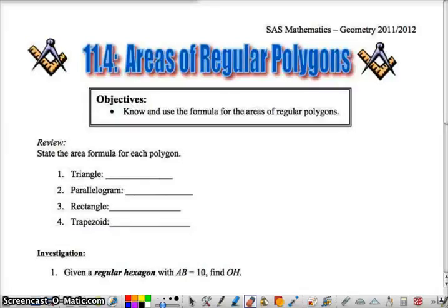All right, we are moving on with area, so let's do a quick review at the beginning to see if you remember how to find the area of a triangle, a parallelogram, a rectangle, and a trapezoid. So see if you remember those formulas, and if you do, pause and fill them in and see how you did.